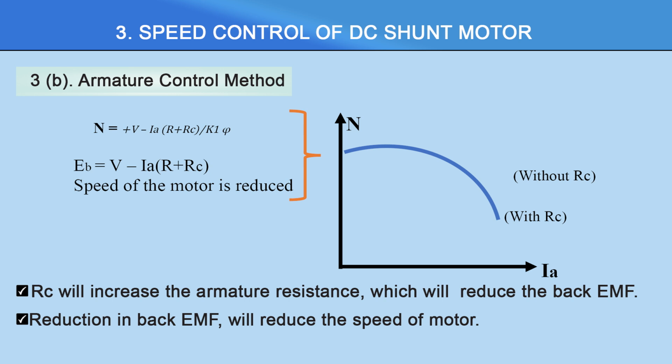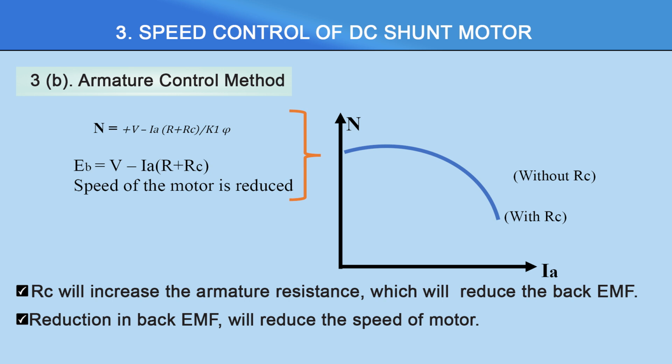N is equal to V minus IA (R plus RC) divided by K1 phi, and IA (R plus RC) means if we are adding a new resistance RC, then the overall term IA (R plus RC) will increase. Means we can say that the term V minus IA (R plus RC) is reducing. If you consider two cases, case number 1 when the RC is present, case number 2 when RC is not present.